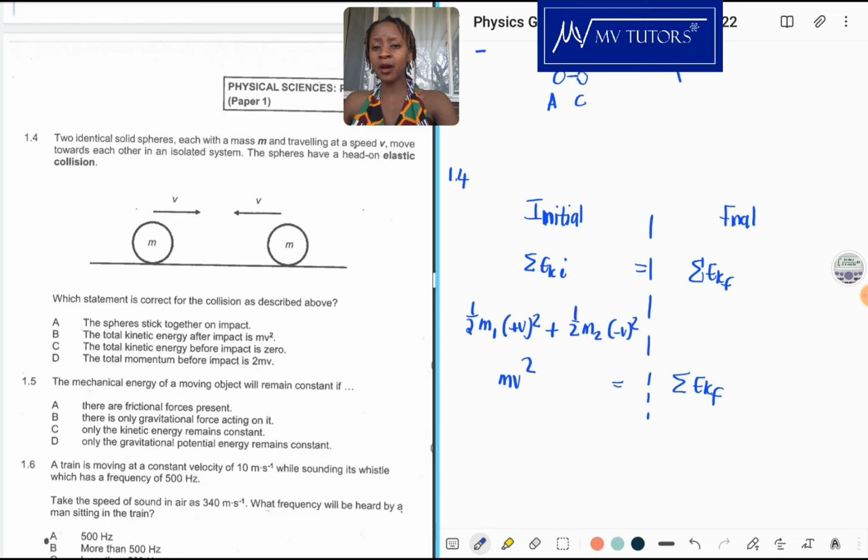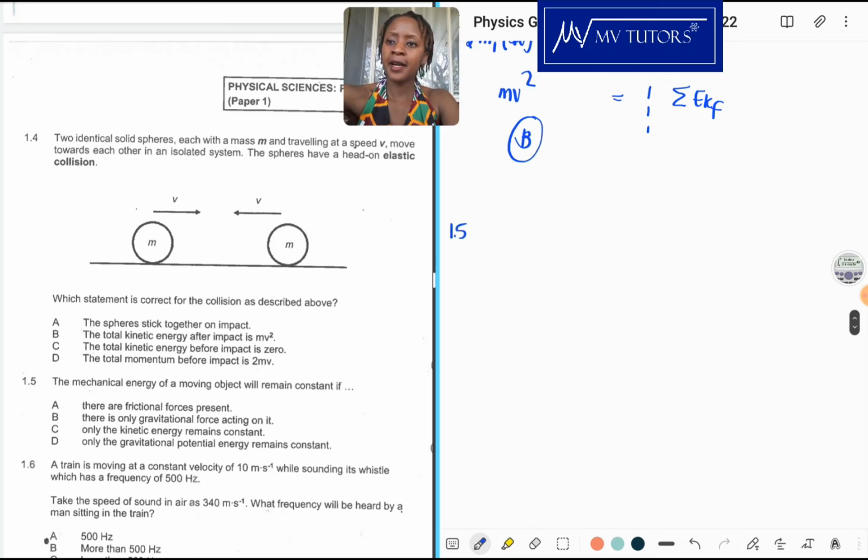So it says, which statement is correct for the collision as described above? The spheres stick together on impact. If they stuck together on impact, it means the final kinetic energy would be 0, because they would be stationary. It says the total kinetic energy after impact is m v squared. Yes. The total kinetic energy before impact is 0. No. The total momentum before impact is 2mv. No. So our answer would be B.